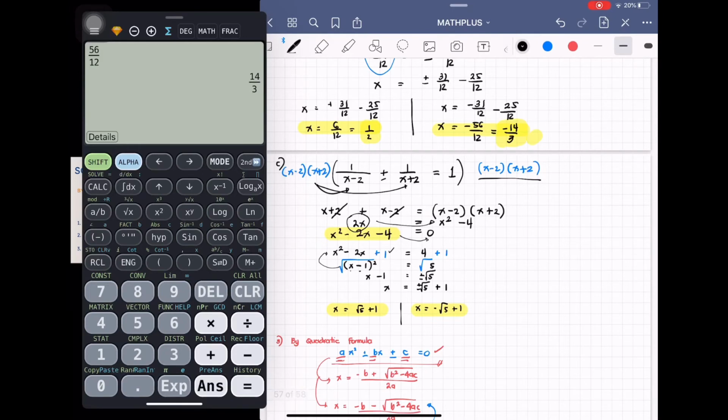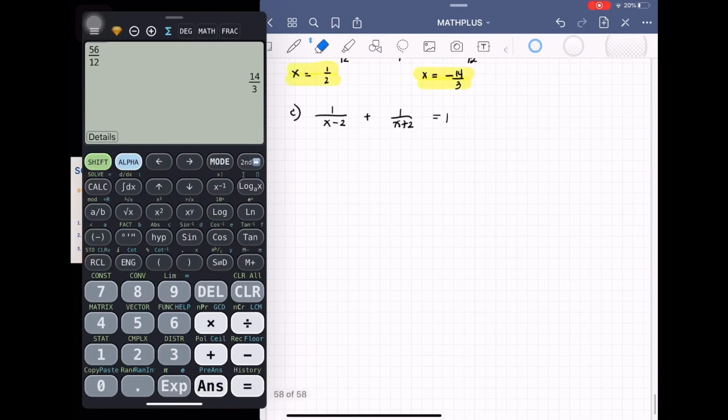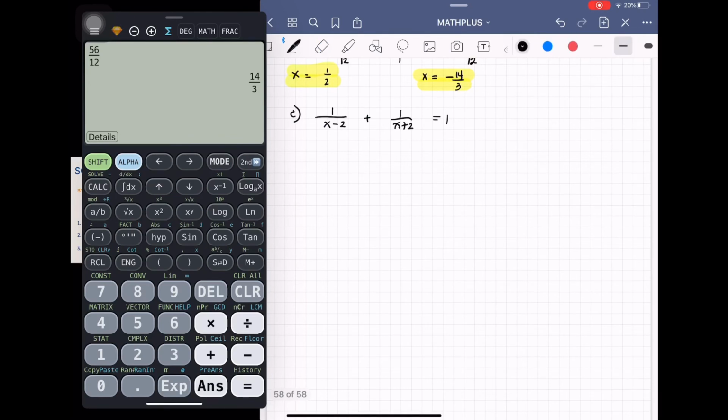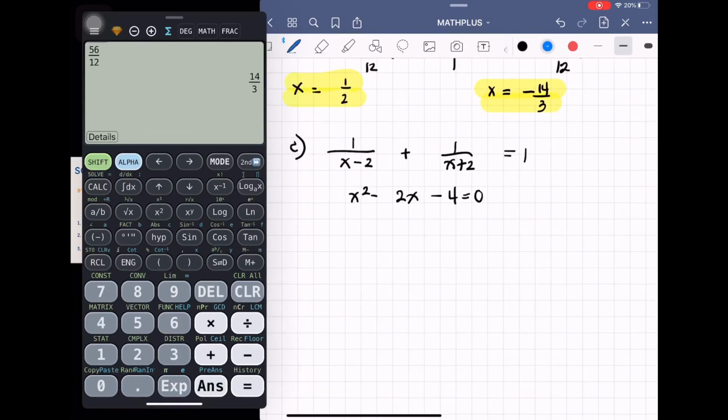So what I'm going to do is just copy this equation. This is the transformed general form of this given. So that's x squared minus 2x minus 4, equate that to 0. Of course, identify which are a, b, and c. So a is equivalent to 1, b is equivalent to negative 2, and c is equivalent to negative 4.